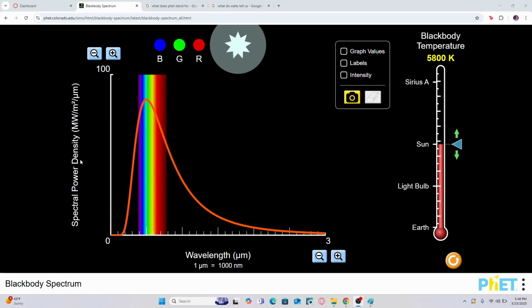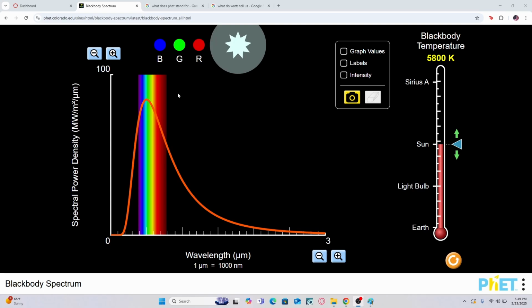On your y-axis, you have spectral power density, and that is measured in megawatts per square meter per micron, or per micrometer. And we know that megawatts is a measure of power. We've seen it on our kitchen appliances. This is a measure of area, and this is a measure of wavelength. So what does this tell us? This tells us that spectral power density is actually the power of electromagnetic radiation emitted by the black body over an area at a certain wavelength.